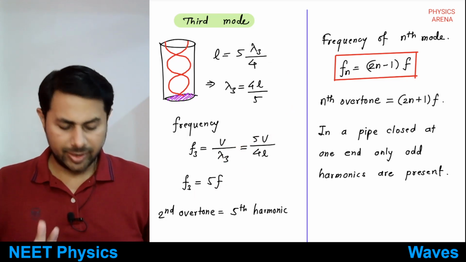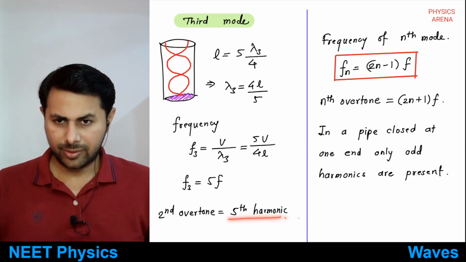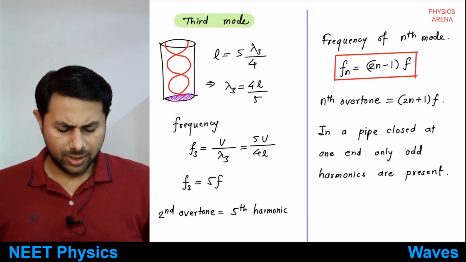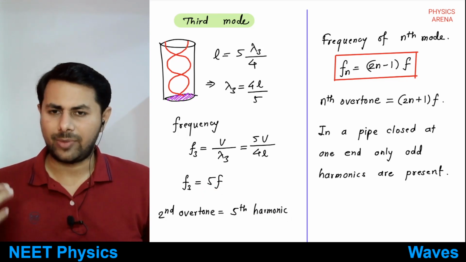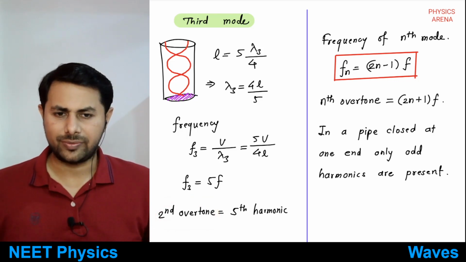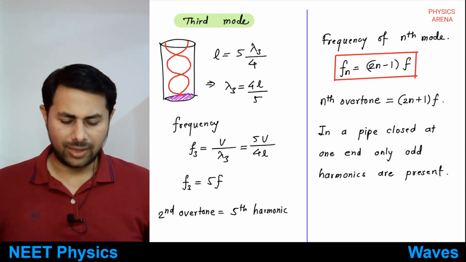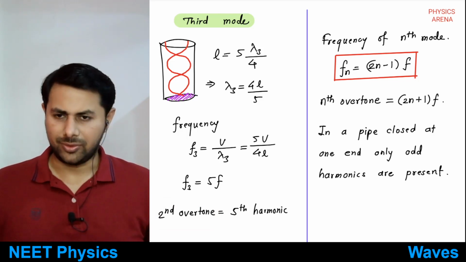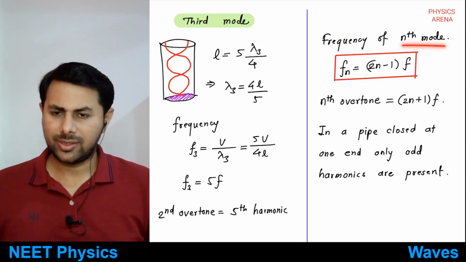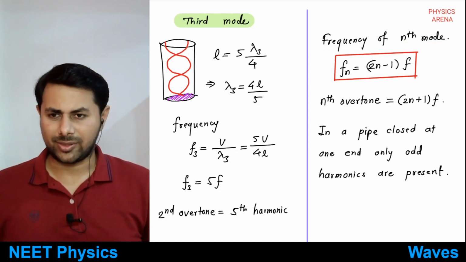right? But this is fifth harmonic. Okay, because frequency is 5 times F, and this is second frequency higher than the fundamental frequency, and that's why this is called as second overtone. Right, this thing is clear? Okay, good.